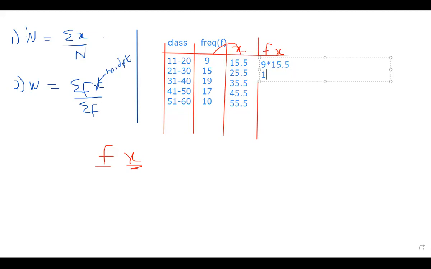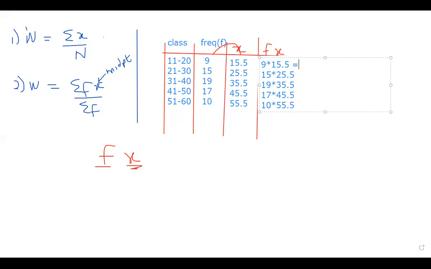The next one is 15 times 25.5. So I'm just writing them. Do the calculations for me. When I finish, I'll take it. 35.5, 17 times 45.5, then 10 times 55.5. Okay, so let's take them one by one.